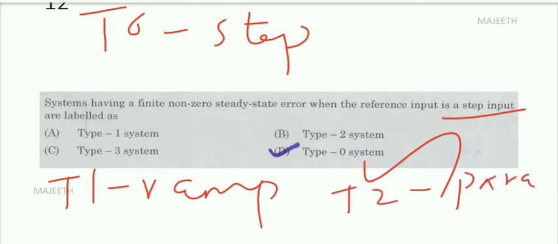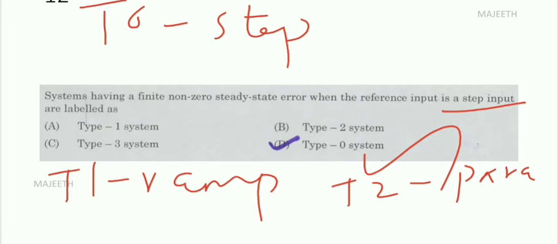For type 3, all are zero. There is no concept of non-zero steady state error for type 3. All the inputs have a steady state error of 0.